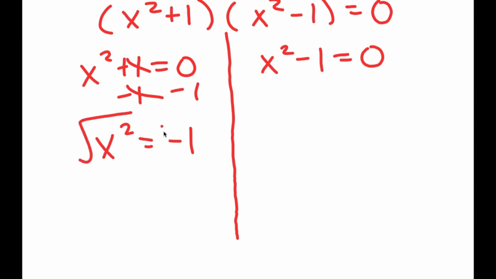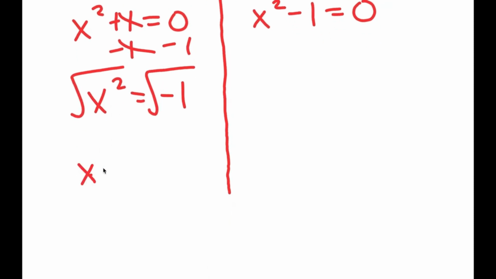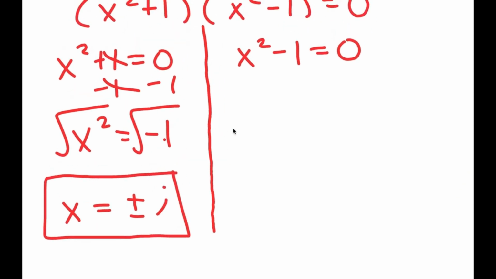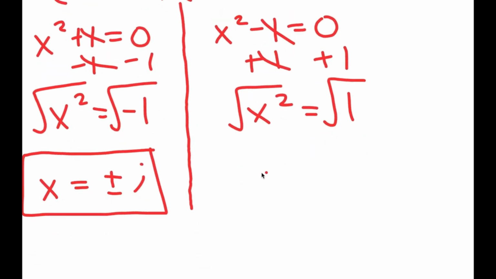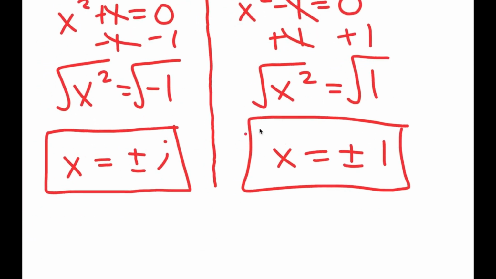And if I take the square root on both sides, I get x is equal to positive or negative i. i is the square root of negative 1. Now for my right hand side, I'm going to add 1 to both sides, and I get x squared is equal to 1. If I take the square root on both sides, I get x is equal to positive or negative 1. So these are my 4 solutions to this equation.